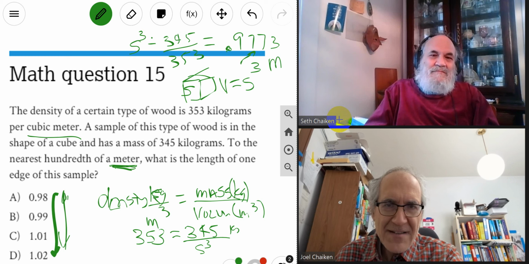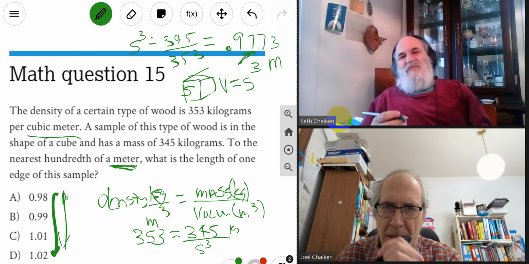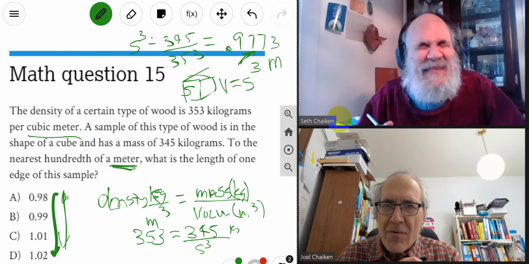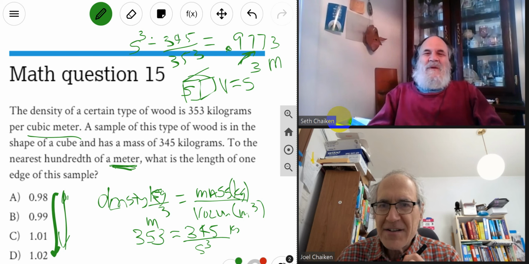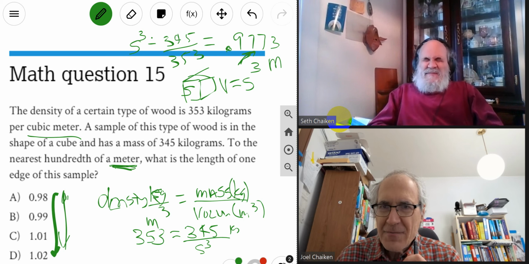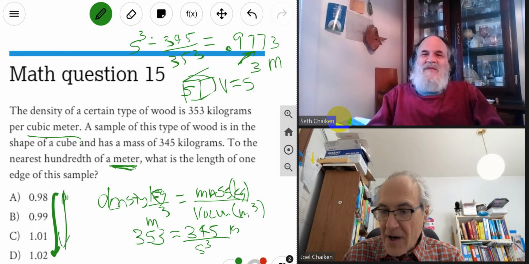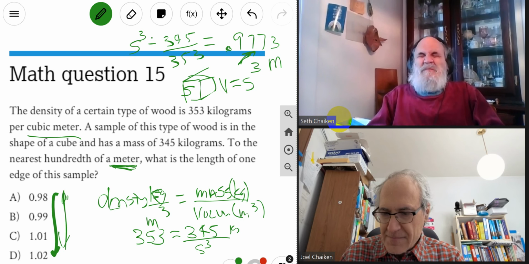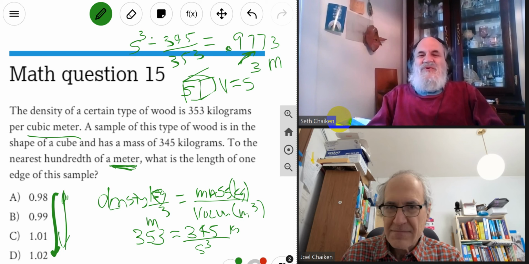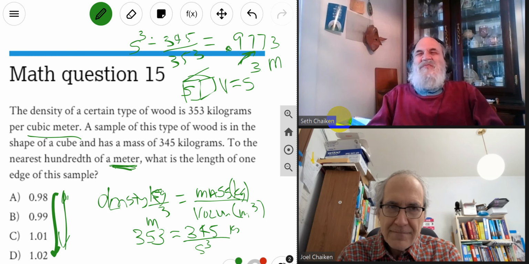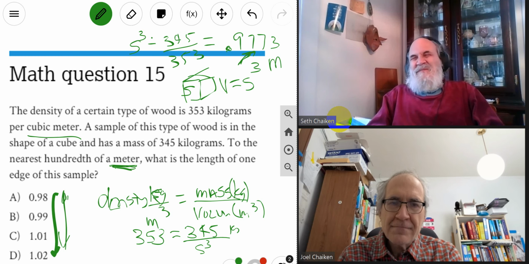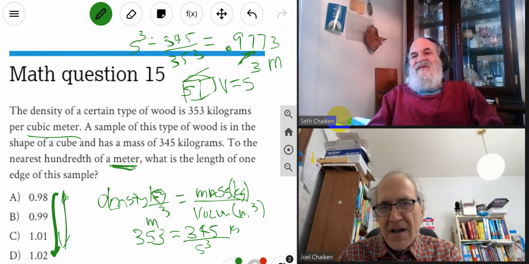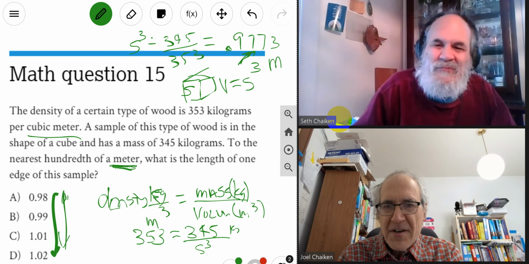Wait, watch out for the cube. Oh my God. Wait, you're right. You have to take the cube root. There are two ways to approach it. One is to take the cube root. The second is to try the choices, cube them, and see what happens. Which is easier? I don't know. It depends on the person.